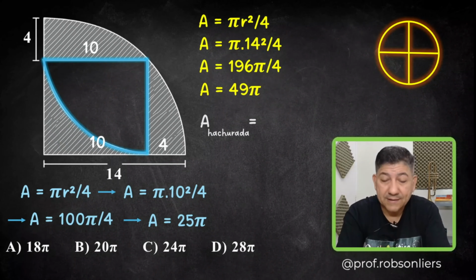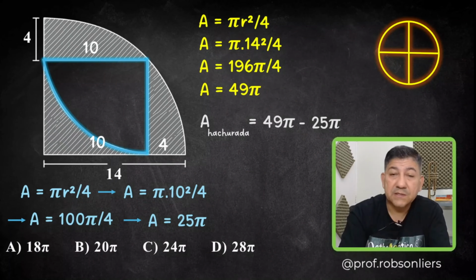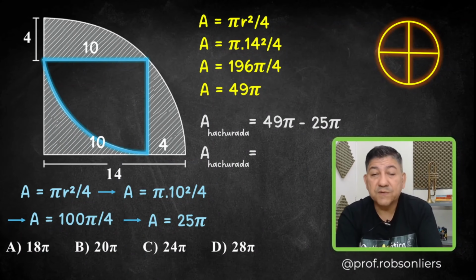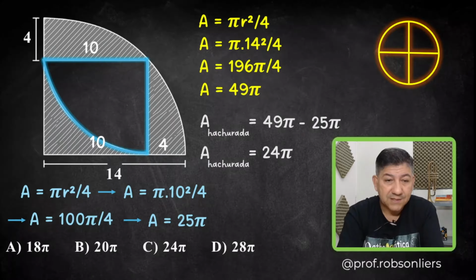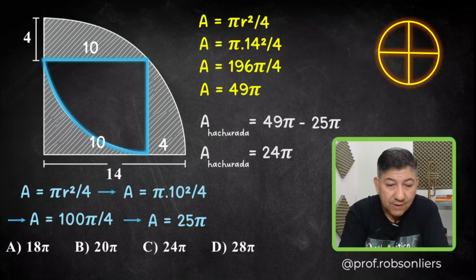The total area is 49 pi, so 49 pi minus the empty area, which is 25 pi, 49 minus 25. It's equal to 24 pi, that is, the area of the hatched region, the shaded region, is equal to 24 pi. Whoever chose option C got the question right.